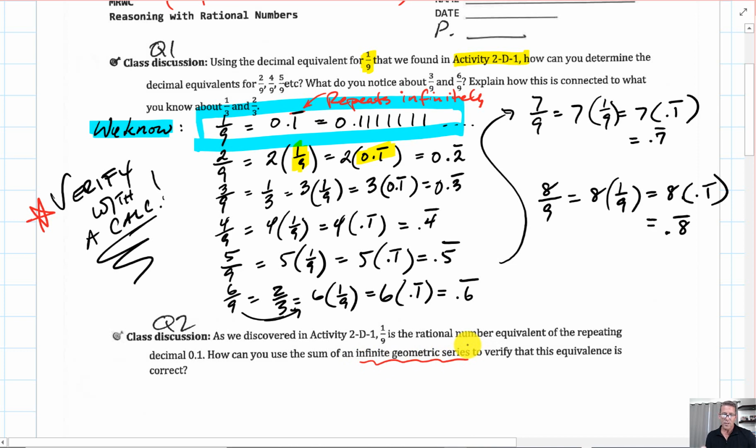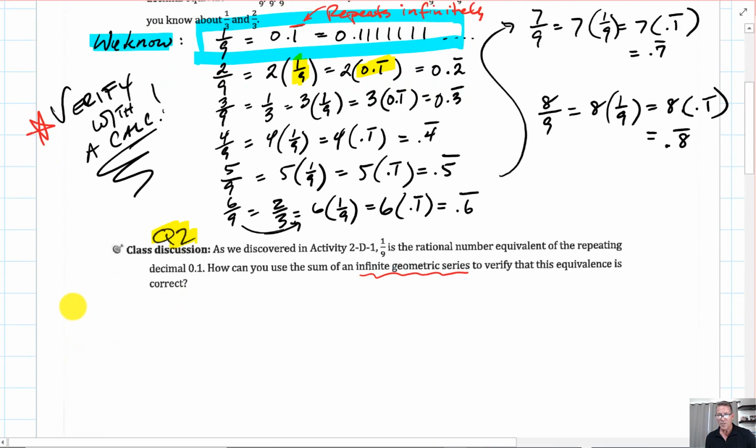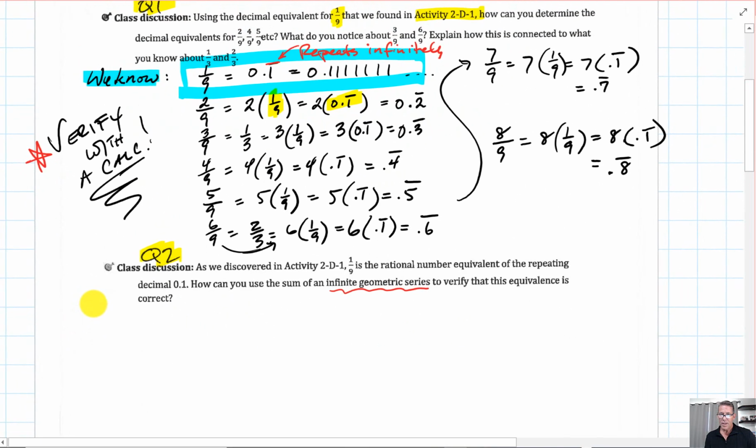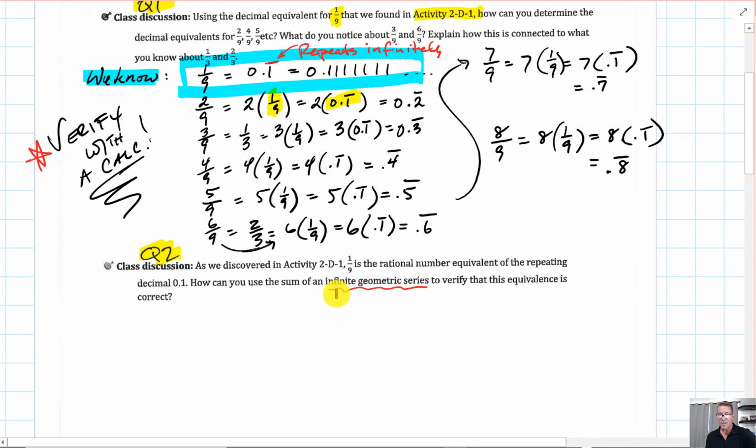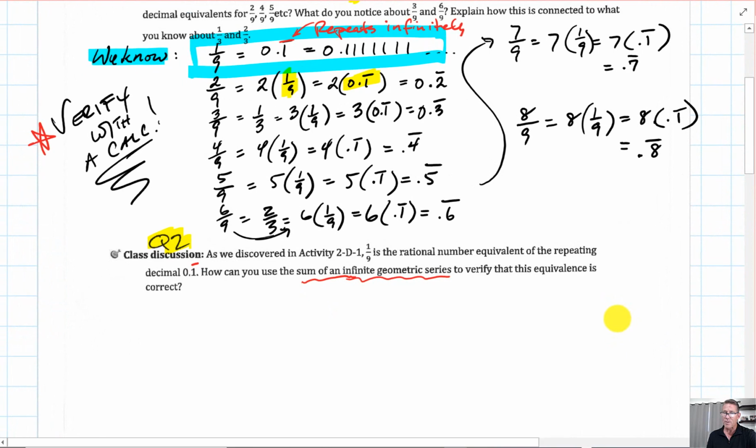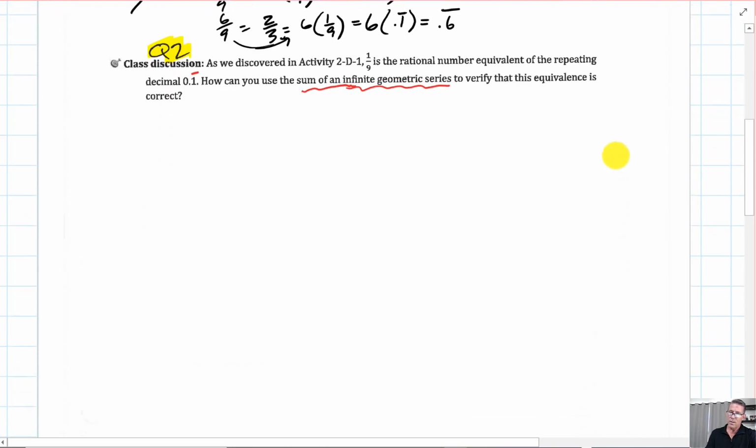All right, so question number 2. Q2. Let's go up to the top. Down below. Okay, so as we discovered in the activity, 1/9 is a rational number with the equivalent decimal repeating as 0.1 repeating. So how can you use the sum of an infinite geometric series to verify the equivalences? Okay, so let's do that. So if you don't remember this from Algebra 2, don't worry about it.